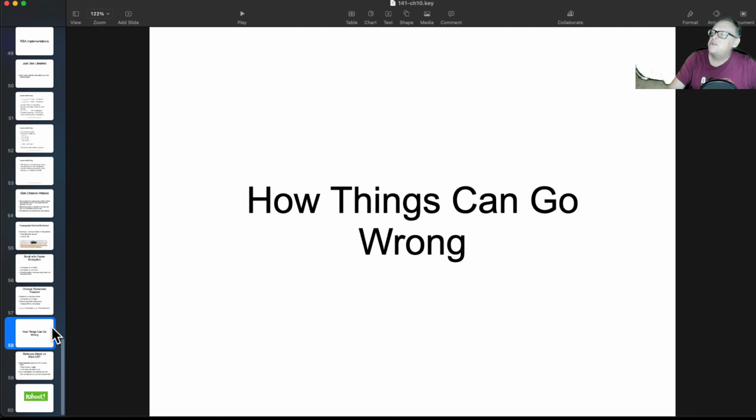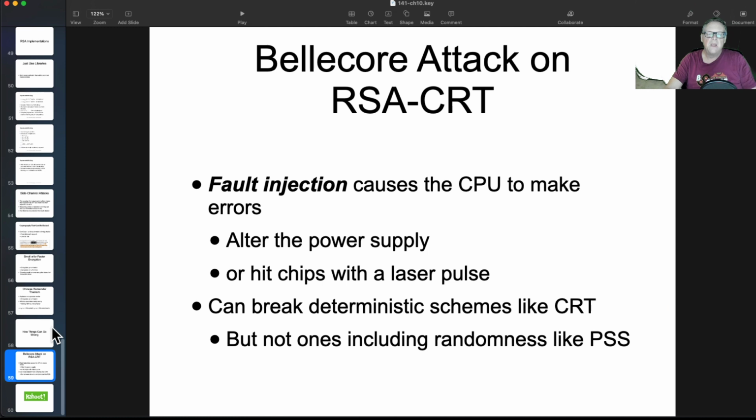And so, things that can go wrong, turns out there's a lot of things that can go wrong that we'll talk about later. But fault injection, if you alter the power supply or hit chips with a laser pulse or a cosmic ray, then that can break deterministic schemes, but it can't break schemes including randomness, which is why these padding schemes that include randomness are considered to be superior.